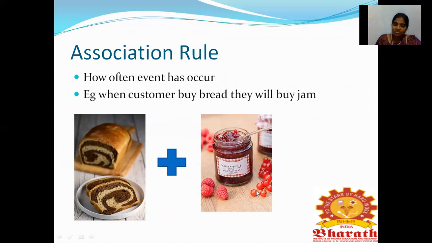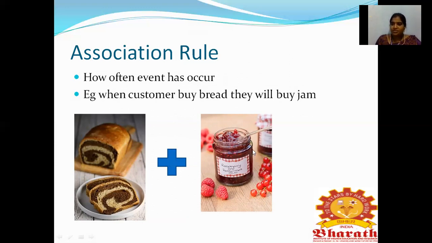The same thing, another example: bread plus jam. It is one of the world-famous combos. Mostly 90% of people will eat bread with jam. So in a supermarket, if they are going to purchase 100 pieces of bread, then at least 60 to 70% of that quantity of jam should be purchased, because the person buying the bread will definitely buy the jam also. This is called the association rule. That is the interdependency between the two products.